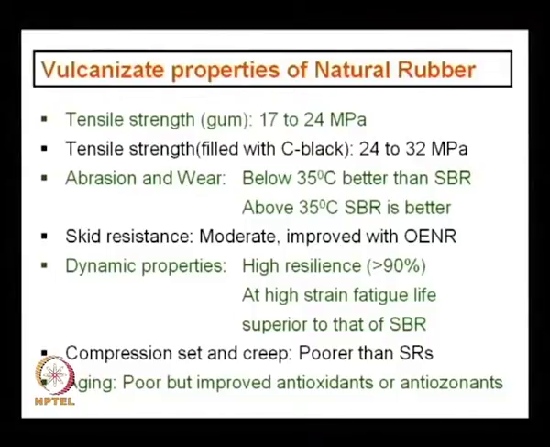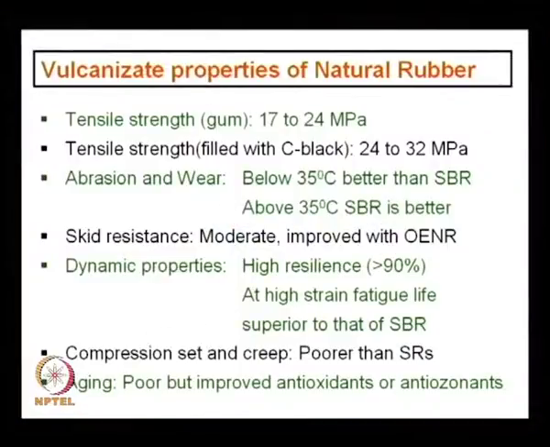Then the vulcanized properties of natural rubber. Tensile strength is given here in a range of 17 to 24. It varies from compound to compound and from rubber to rubber; it is not fixed, it may be 15 to 28, 30. This is not rigid, it is variable, depending on the nature of the polymer and on the nature, number and quantity of additives used. Tensile strength of field rubber, field vulcanized, is around 24 to 32.